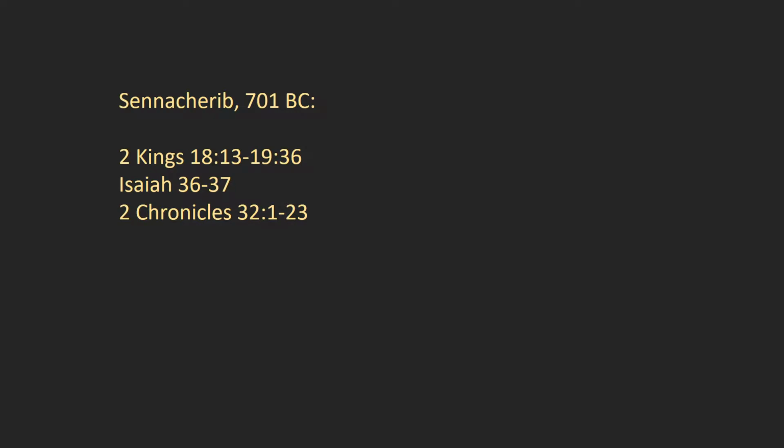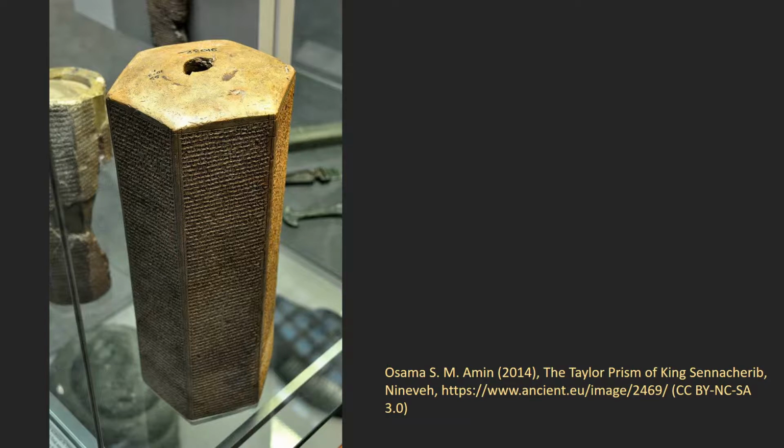Probably no event in the Old Testament is as well documented as Sennacherib's invasion of Judah in 701 BC. The Bible itself gives us three accounts: 2 Kings 18 and 19, Isaiah 36-37, and 2 Chronicles 32. In addition, we have several versions of Sennacherib's own report on the event.